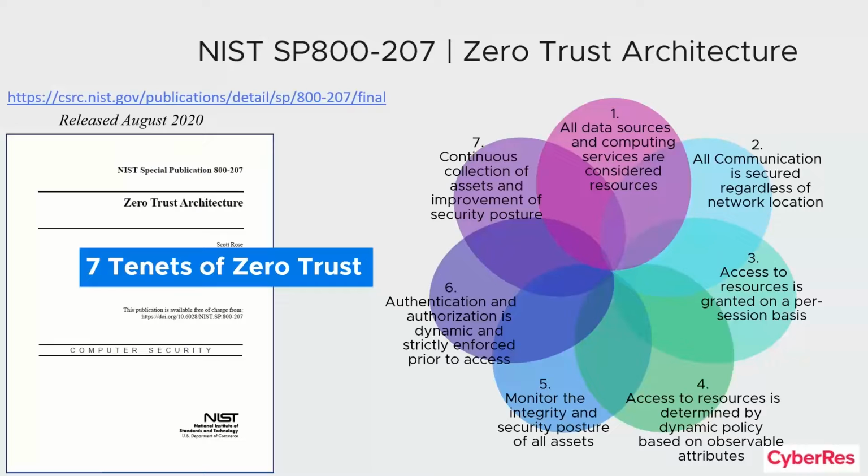All communication is secured regardless of network location. Remember, we don't trust the network anymore. We don't trust our own networks. We don't trust the public networks. So we act in accordance with that lack of trust so that we put the right kind of protections in place regardless of how a user is accessing the data.